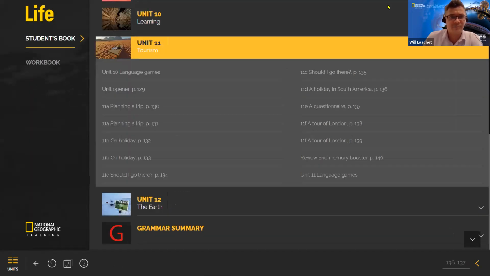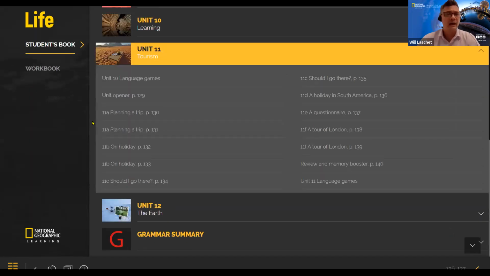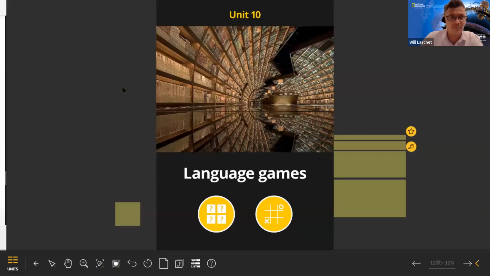We often get a lot of questions about this. The classroom presentation tool, or the CPT, is basically a digital version of a textbook. But it has lots of extra features like video and audio, and all of the activities are interactive. So I'm going to use that today to look at Unit 11, and we're going to do some of the exercises from here.